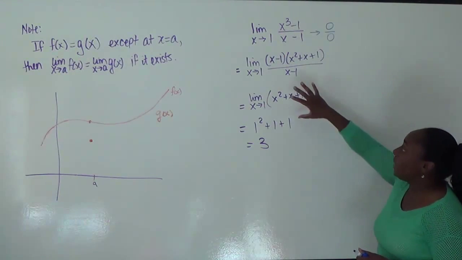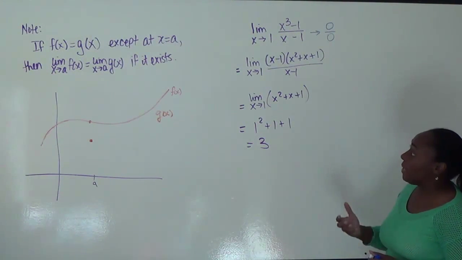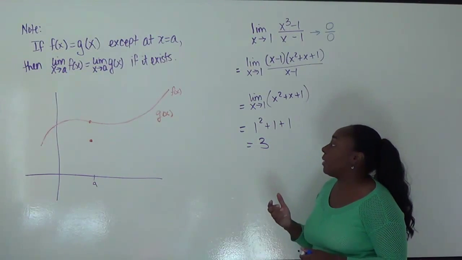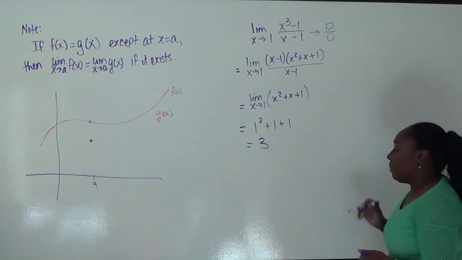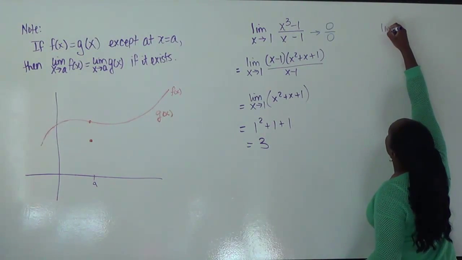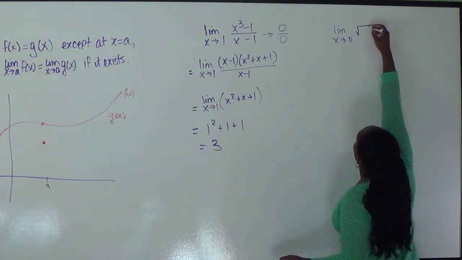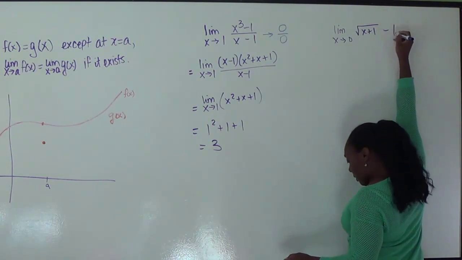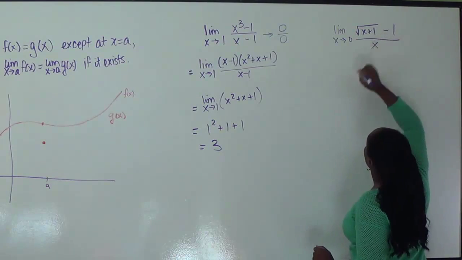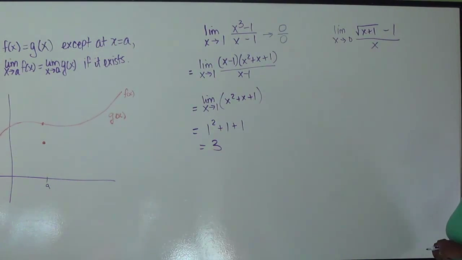Okay? So you really do need the limit there to make sure it's a true statement, and so that it makes it something that can be evaluated. Okay? Another example of this would be looking at the limit as x approaches 0 of the square root of x plus 1 minus 1, all over x. Similar type of thing, just a different type of function.